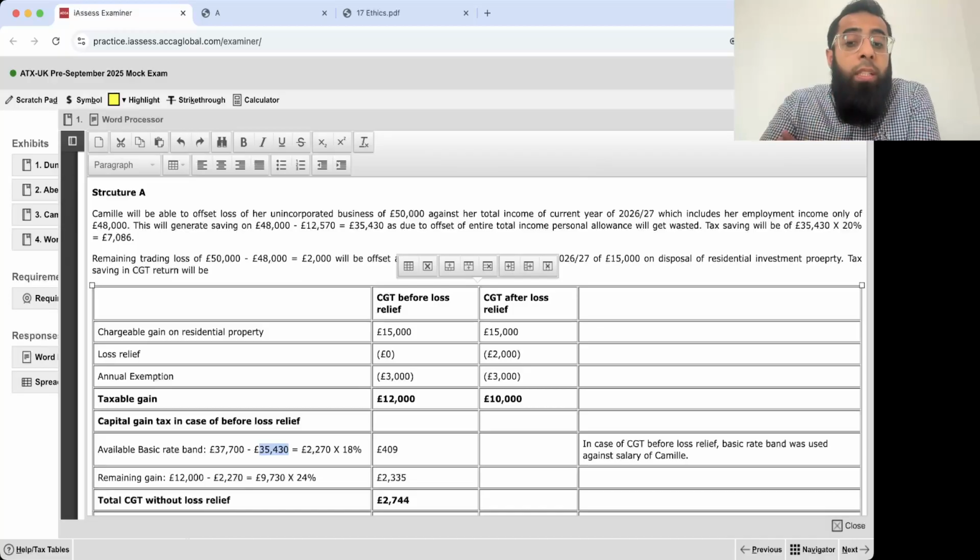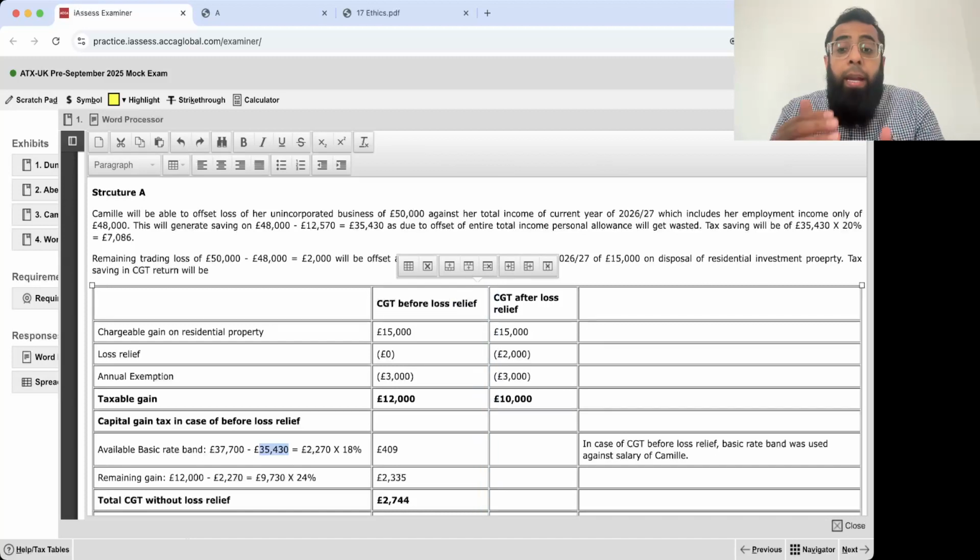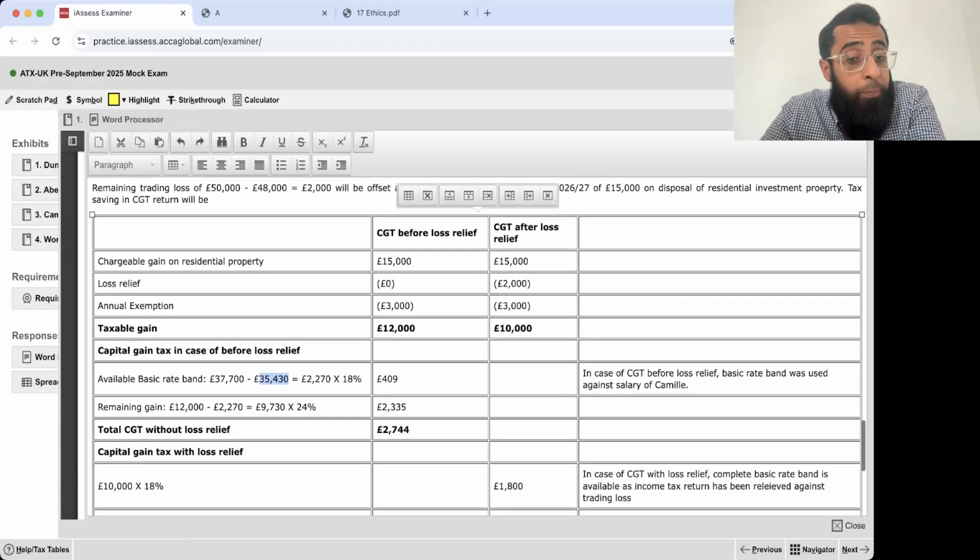It was used in income tax return against my salary. See, with loss, without loss, your entire CGT working gets changed. Why does your entire CGT working get changed? Think about it. Entire CGT working is getting changed because my basic rate band usage is getting impacted due to my loss relief in income tax return also.